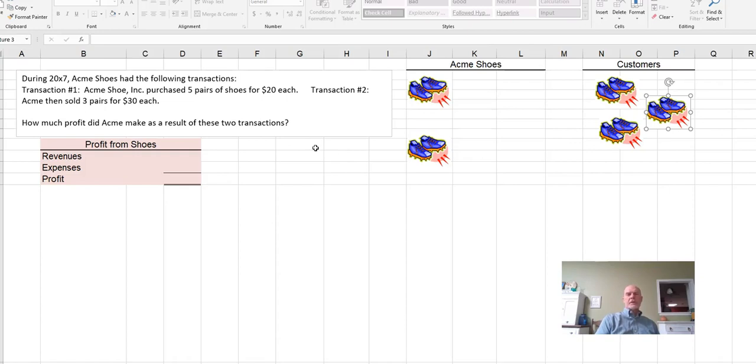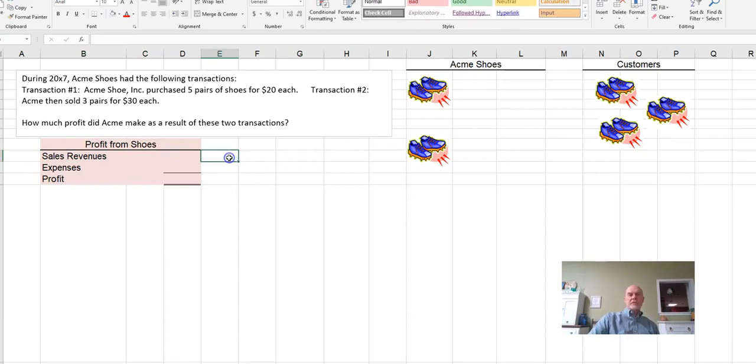A lot of times students will say, well, they haven't made any profit yet. In fact, maybe they've lost $10 because they had to pay $100 for the shoes, but so far they've only got $90 back. But think about the rules of accounting. Remember that profit or net income is revenue minus expenses. Now, when you're dealing with selling a product, the revenue account, we oftentimes will just call it sales. You could call it sales revenue or just sales if you want to.